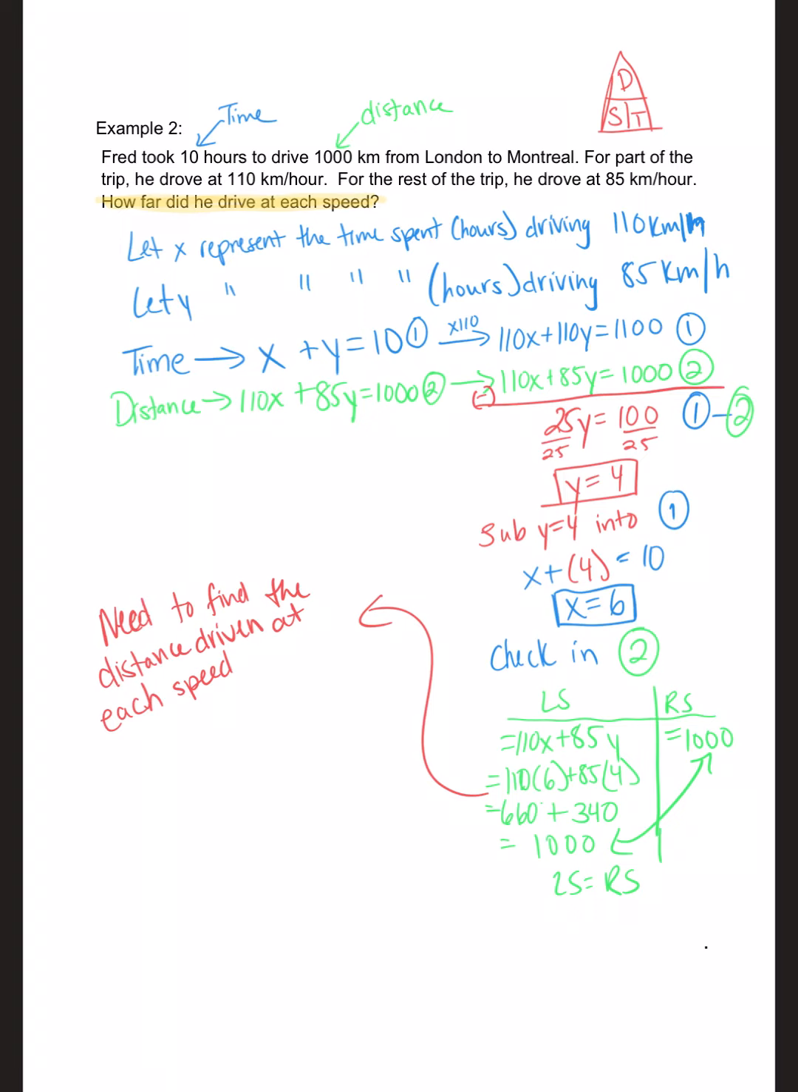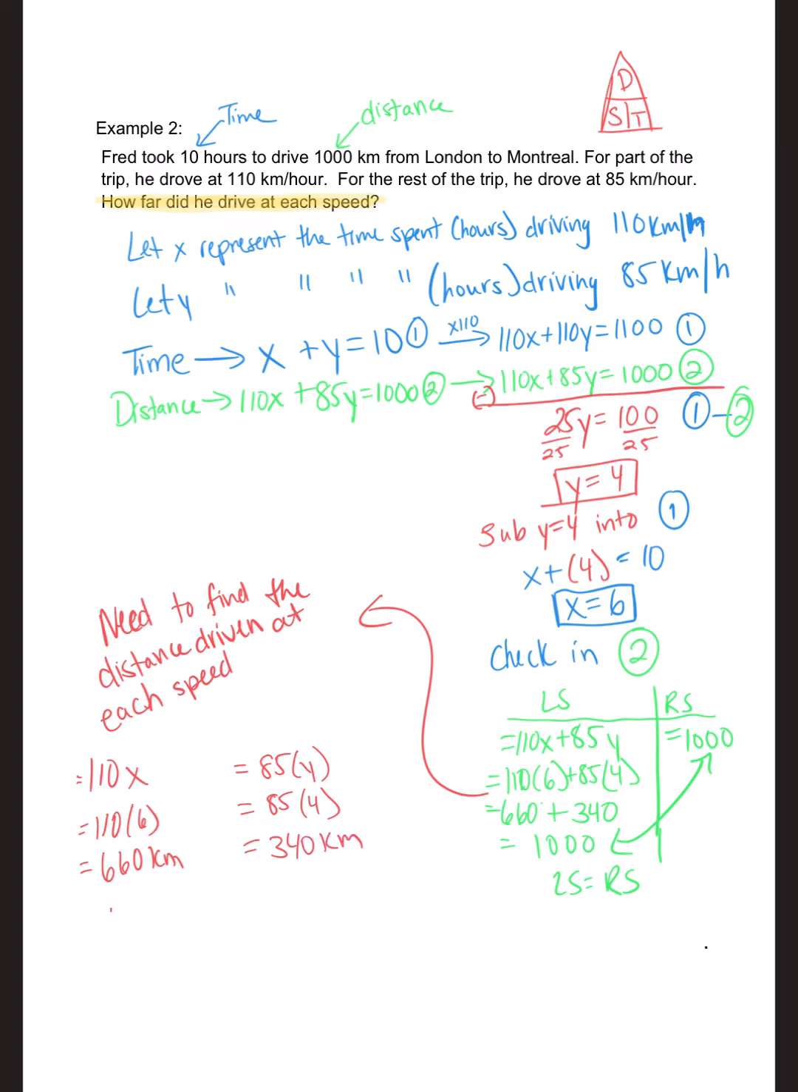Okay, so for 110 kilometers per hour, he drove X hours, and we just found X to be 6. So he drove 660 kilometers at that speed. And then when he was driving 85 kilometers per hour, he drove that fast for Y hours. And we just found that Y was equal to 4. So if we multiply those, he drove 340 kilometers at that speed.